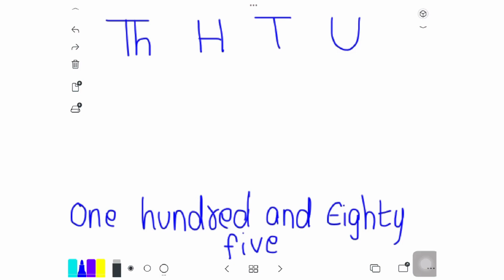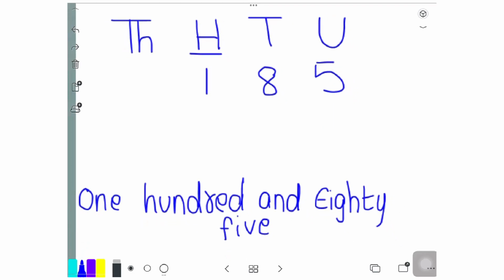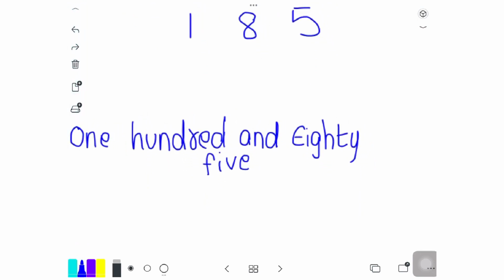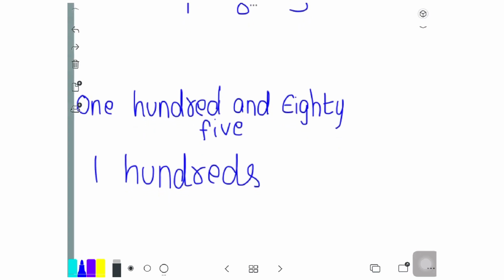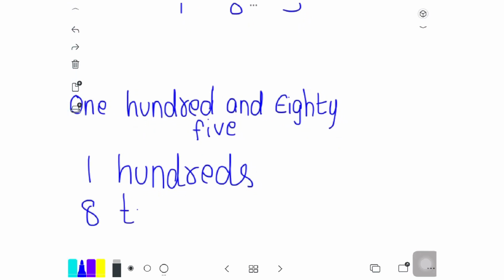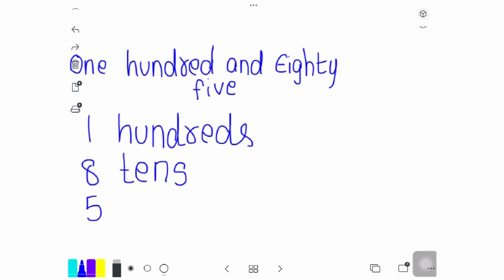From that you can see that the number is still in its hundreds. Therefore, we'll start by writing out the number from the hundreds place. From here, 1, 8, 5. You will now be able to see that 1 is in the hundreds place. So you can write it out like so. 8 is in the tens place, and 5 is in the units or the ones place.